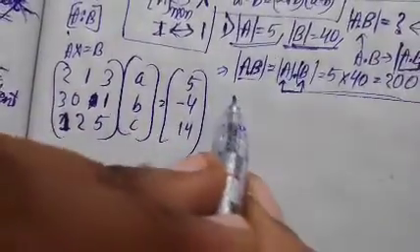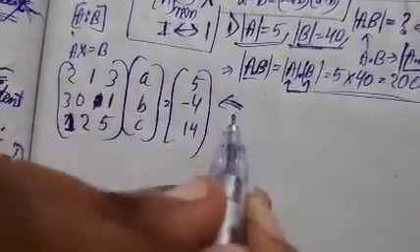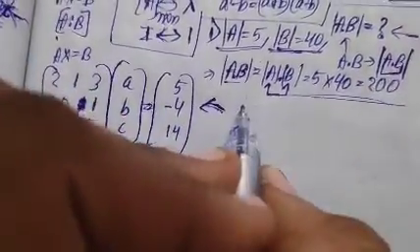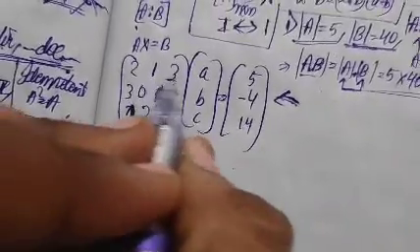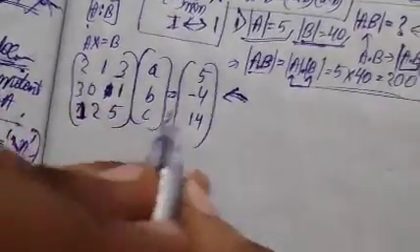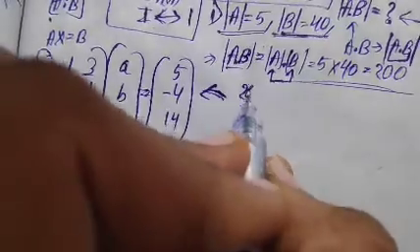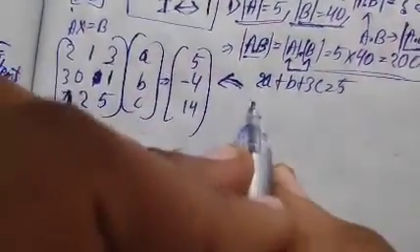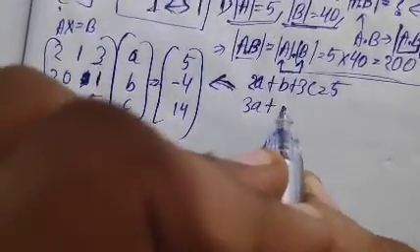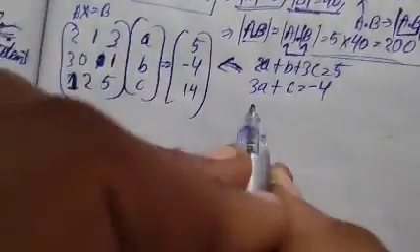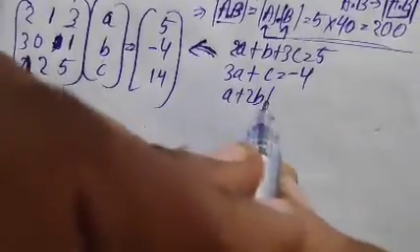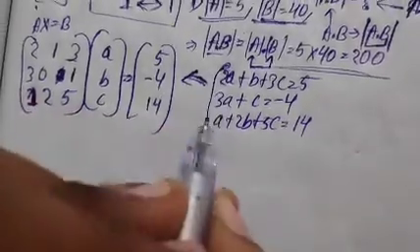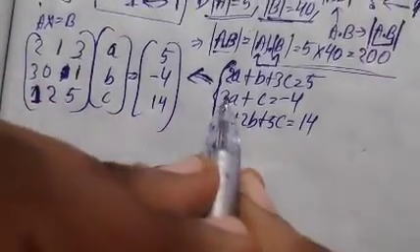So this is the direct expression which is coming from three different equations. These are all the coefficients of these variables. We can write it as 2a plus b plus 3c equals 5, 3a plus c equals minus 4, a plus 2b plus 5c equals 14. So this is how the actual three equations look.